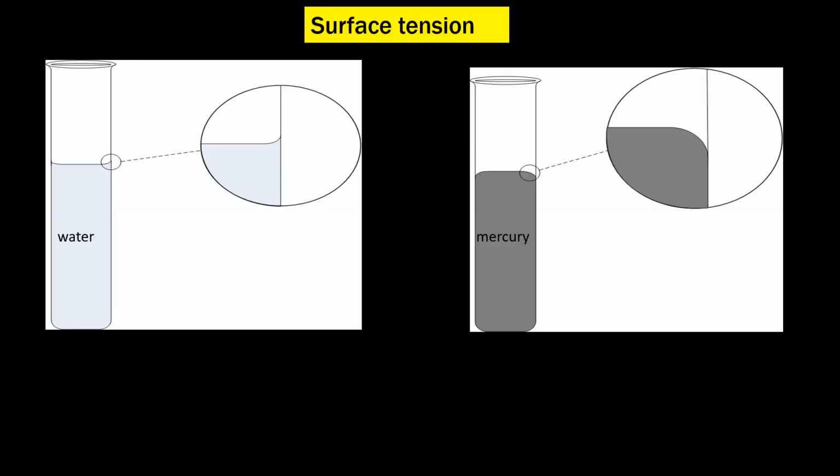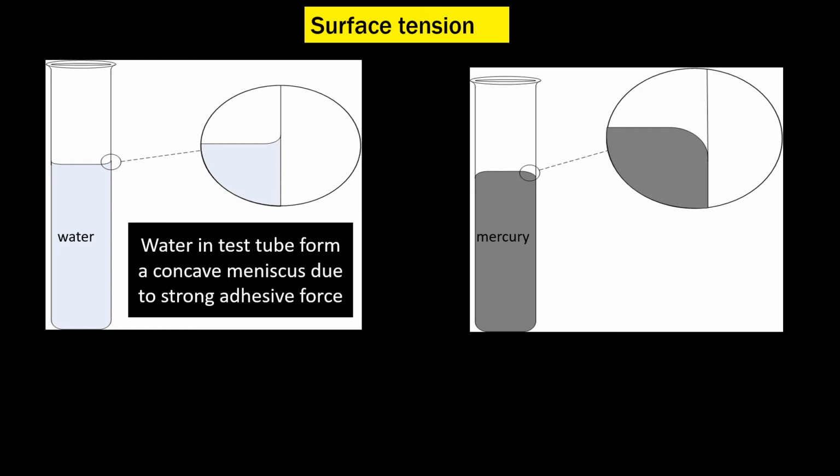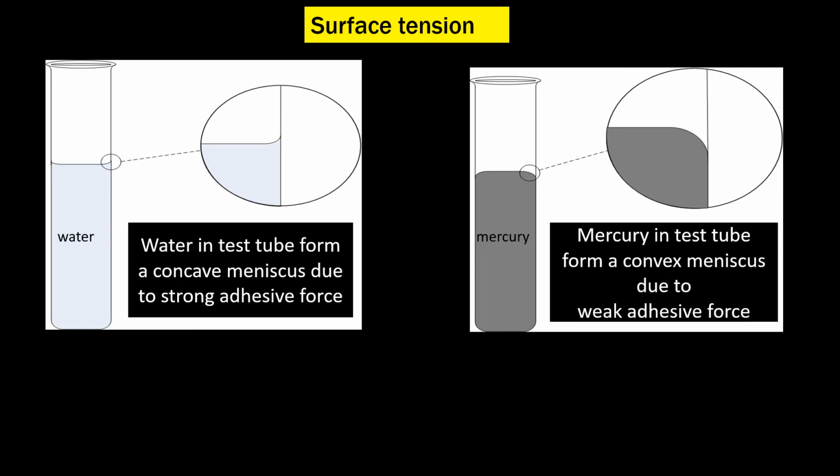Compare the meniscus curve of water and mercury. They have different meniscus curves. Water has concave meniscus because it has strong intermolecular forces, whereas mercury has convex meniscus due to weak intermolecular forces.